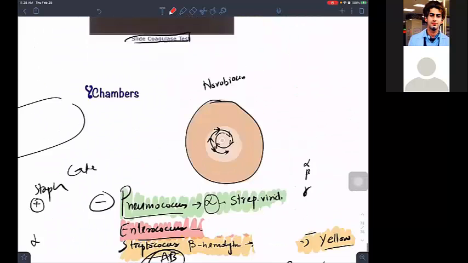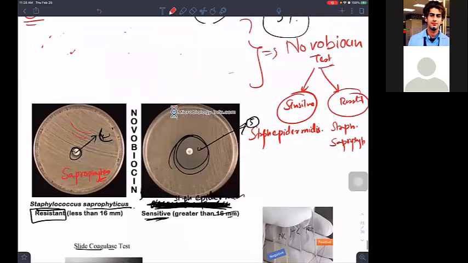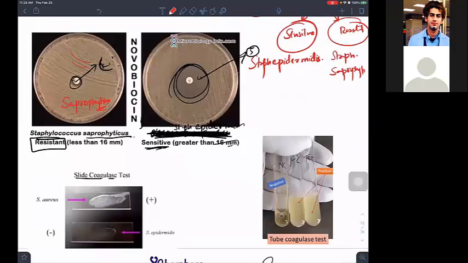Once we do a novobiocin test, we see there are zones of inhibition. This is the novobiocin tablet, a disc sort of a thing, and you see it is preventing the growth of the colonies of the bacteria around it. This part is clear. That means it is sensitive. So who is novobiocin sensitive? Staph epidermidis. If you appreciate this type of configuration, then you say it is novobiocin sensitive and it is Staph epidermidis.